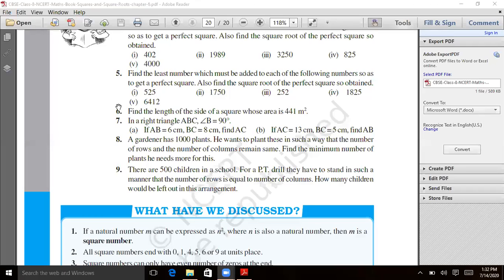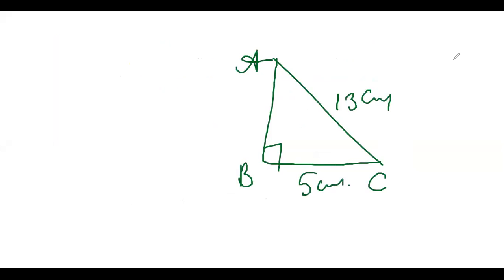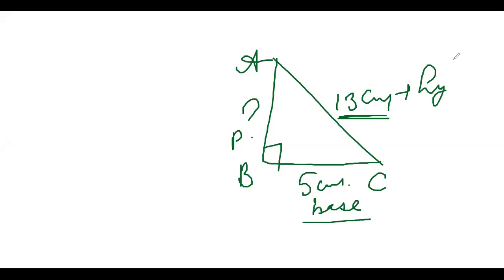Next is, if AC is equal to 13 centimeter, BC is equal to 5 centimeter, then find AB. What we have given here is the same right angle triangle with angle B 90 degrees. So it will be like this, ABC, B 90 degree. AC is given 13 centimeter. BC is given 5 centimeter. You are to find AB. That means you have to find the perpendicular here.